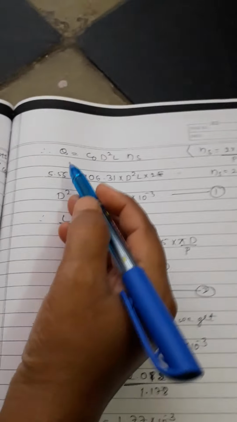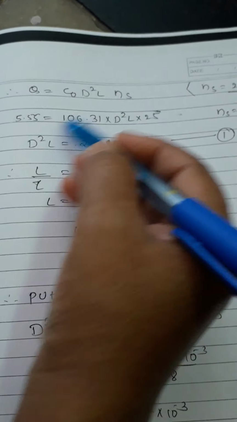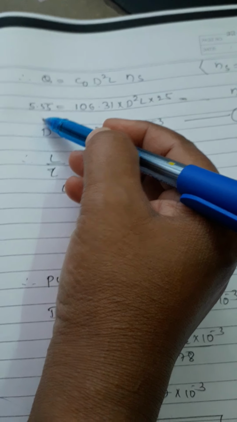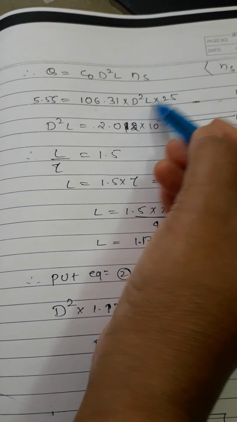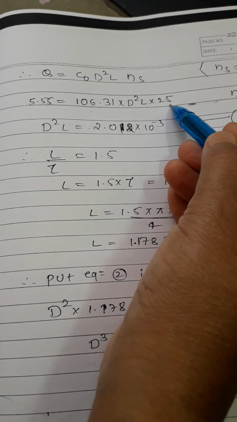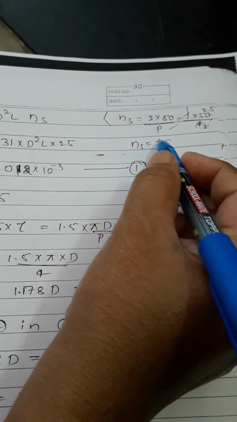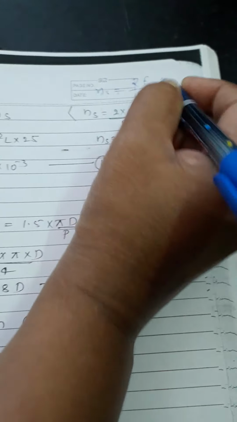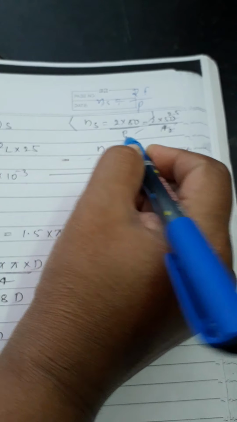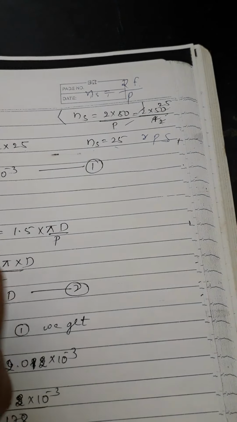So Q is nothing but C0 D square L NS. You are knowing this formula very well. So Q substitute 5.55, C0 106, D square L we have to find out, NS we have to find out. NS formula is 2F by P. NS is nothing but 2F by P. F is frequency 50 Hz, P is number of poles. We have to substitute, we will get NS 25 RPS, revolutions per second.